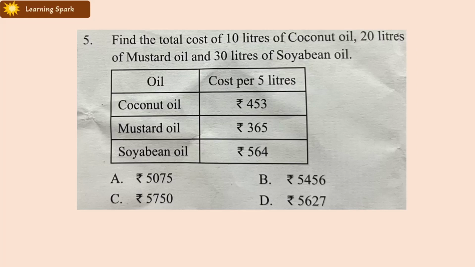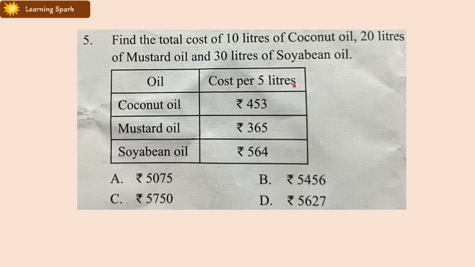Let's work this out together. If you have not completed it yet, please feel free to pause and solve it. It asks for the total cost of 10 liters of coconut oil, 20 liters of mustard oil and 30 liters of soybean oil. The cost per 5 liters is given. Please notice this is not the cost for 1 liter, this is the cost per 5 liters.